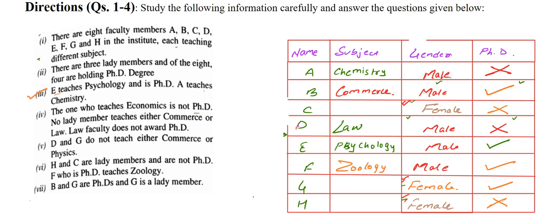So we have E teaches psychology and is PhD. A teaches chemistry. So A is teaching chemistry, E is teaching psychology and is PhD.